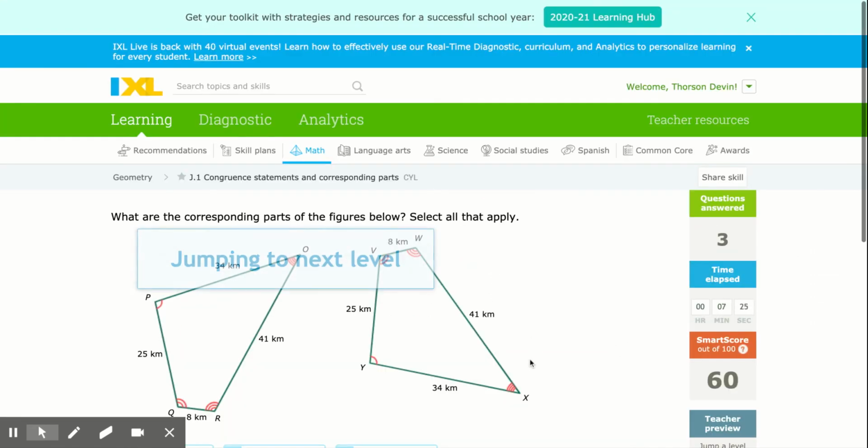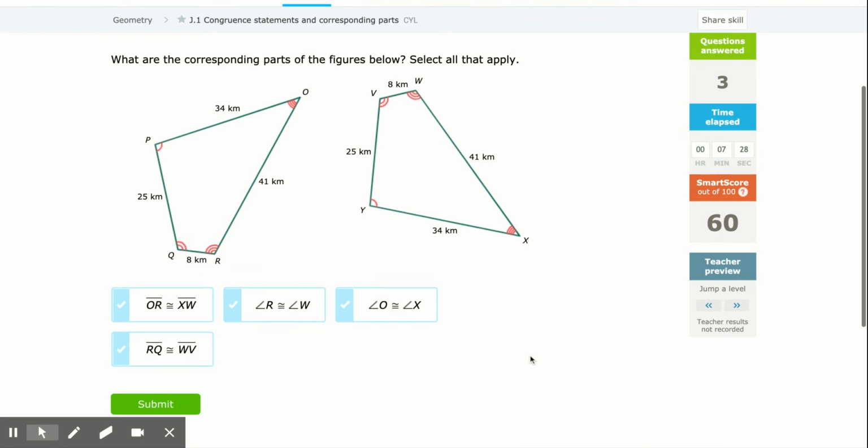Again, I'm going to jump ahead. What are the corresponding parts of the figure below? Again, we're just looking for the same number of little arcs inside the angle. So OR is a side. O to R is the 41 kilometer. XW is also the 41, so they're congruent. Angle R is this one with 3 little arcs, and angle W is one with 3, so they actually correspond. Those R and W correspond. O and X, angle O, angle X, yep, those correspond.